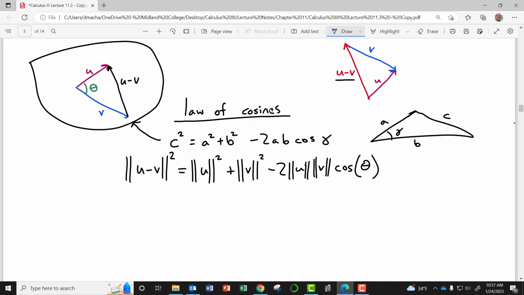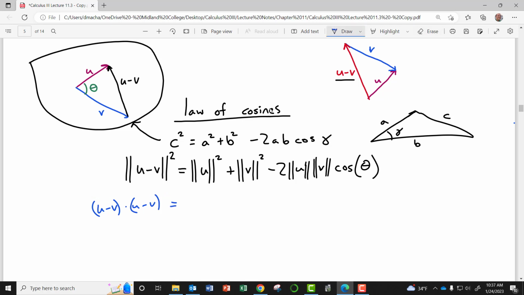Namely that if I have u minus v, and then I take the norm of u minus v, that norm is going to be basically the square root of u minus v dot u minus v. And then whenever I square this, that's going to cancel with the square root. I'm going to be left with this.